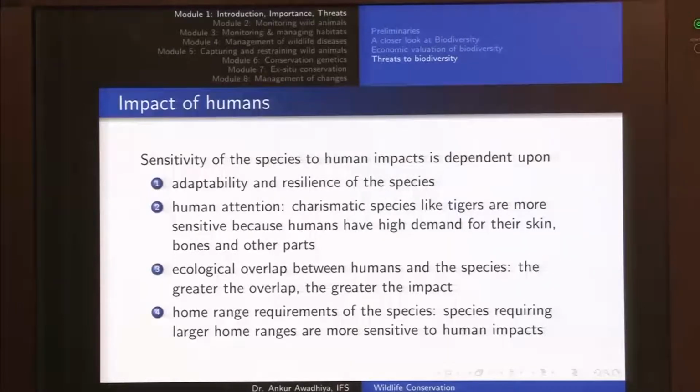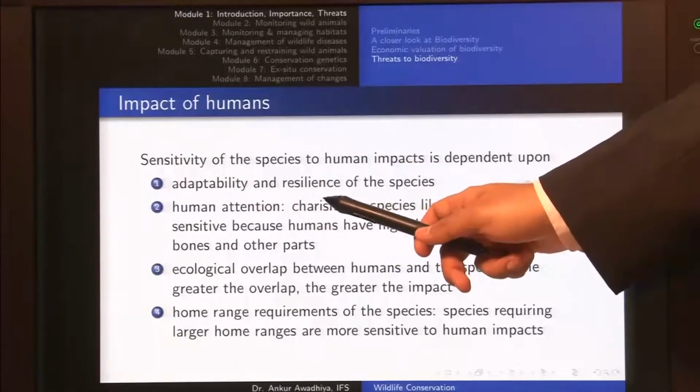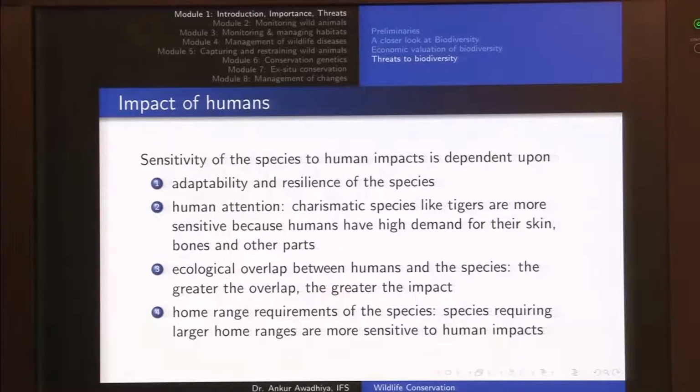Now, the sensitivity of a species to human impacts. Because humans are the major reason for population extinctions, we also have to have a look at the impact of humans. So, the sensitivity of a species to human impacts is dependent upon a number of factors. One is the adaptability and resilience of the species. Essentially, if there is any human intervention in an area, is the species able to adapt itself, is it resilient to changes, or is it a species that has a very specific habitat requirement, so that if there is any small change in that habitat, the individuals start dying off. So, essentially we are talking about the level of tolerance that a species has.